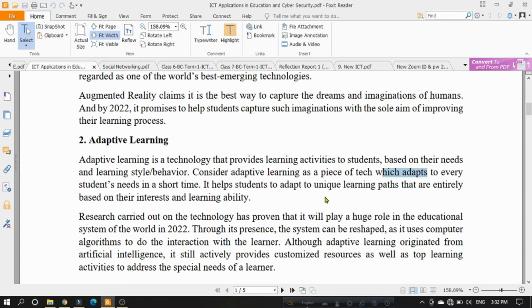Dear students, don't panic. Just go through the lines, build a better understanding of what I'm telling, and you just have to write in your own words. Okay? Every point you have to write. If a question comes to write on the technology used in the education sector, then we have to write these points this way, these points, and some lines on these points. Okay.